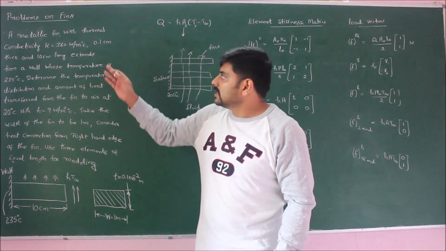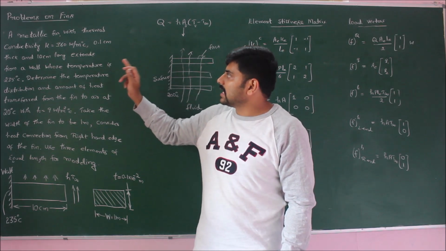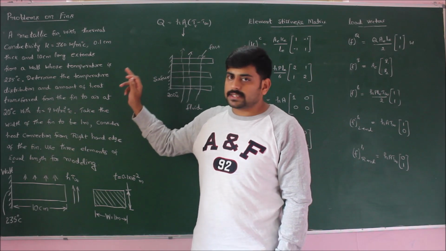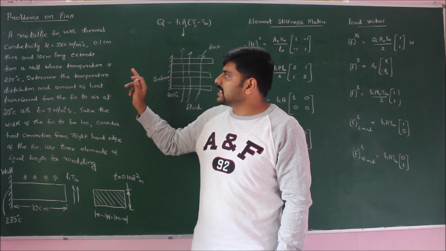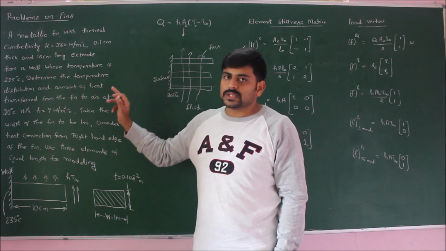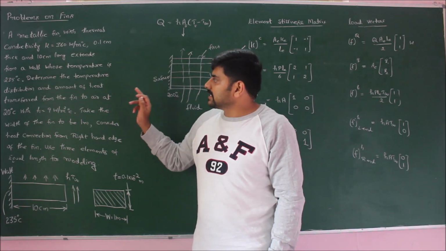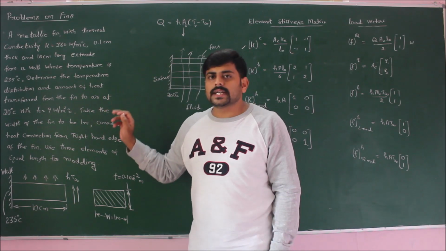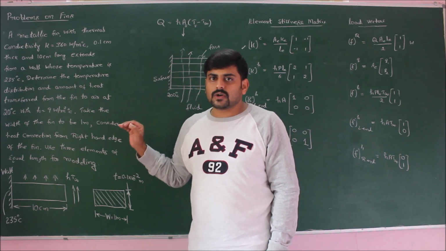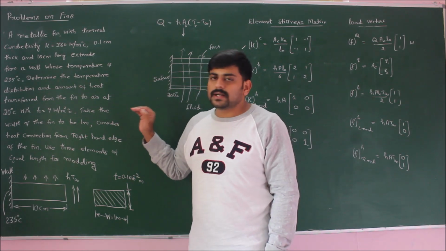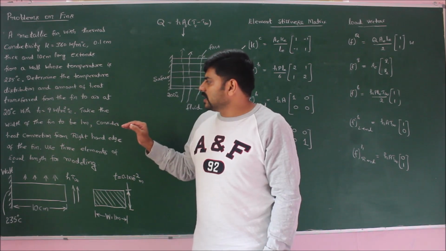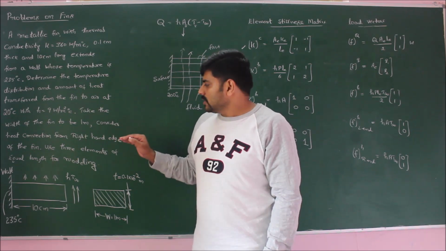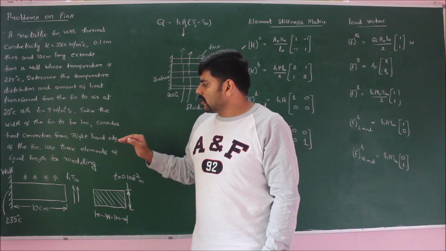Problem number 1 states that a metallic fin with thermal conductivity K equal to 360 watt per meter degree Celsius, 0.1 centimeter thick and 10 centimeter long, extends from a wall whose temperature is 235 degrees Celsius. Determine the temperature distribution and the amount of heat transferred from the fin to air at 20 degrees Celsius, with convective heat transfer coefficient equal to 9 watt per meter square degree Celsius. Take the width of the fin to be 1 meter. Consider heat convection from the right end edge of the fin. Use 3 elements of equal length for modeling.